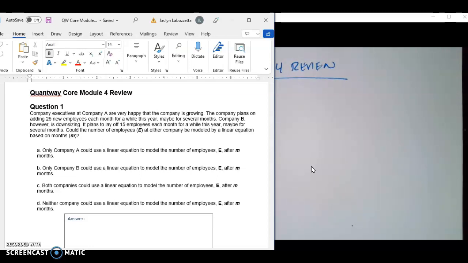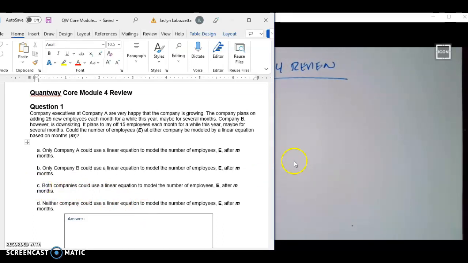For Company B, they are downsizing. They are laying off 15 employees each month. That means they're subtracting 15 from their number of employees every single month for a certain period of time. So even though it's a subtraction, it's that constant rate of change. They are subtracting the same amount every single month. So Company B could also be modeled by a linear equation. So we're looking for the choice that says that both of them could. Both companies could use a linear equation to model the number of employees E after M months. That would be this choice here.